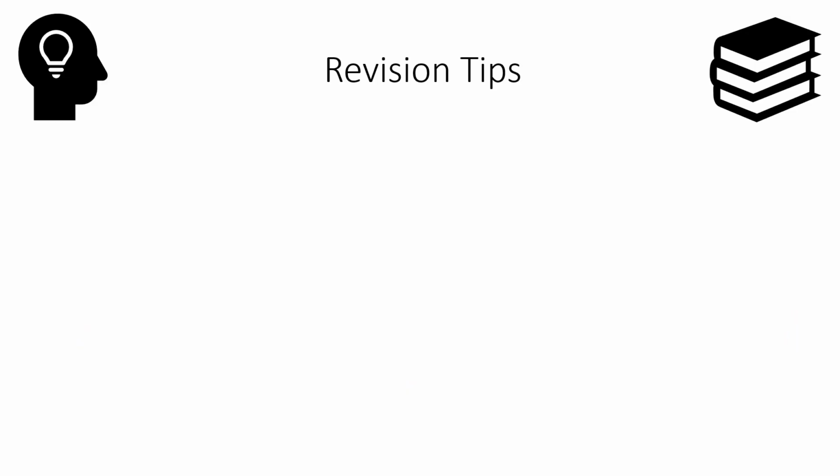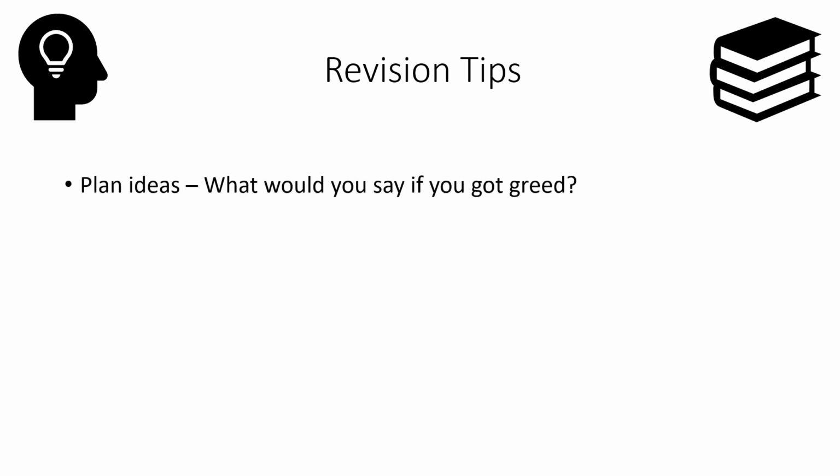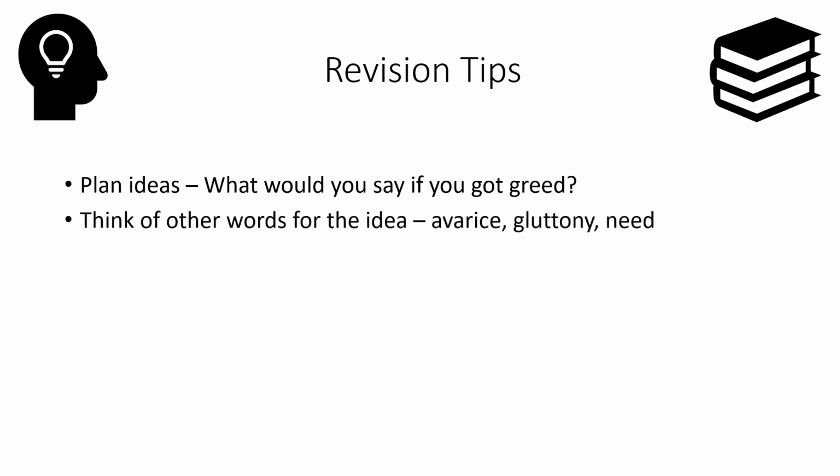So quickly, what can we do in terms of revision? So plan ideas. So what would you say if you got the theme greed? What ideas would you come up with? Think of what words you could use. So we can talk about greed, but we can talk about avarice. So we can talk about the greed for money, but also gluttony, the greed for food. So can we talk about that? Is there evidence of characters who've got the greed of food and not just money? Okay, I'm thinking of the portly gentleman and Fezziwig compared to Scrooge and Jacob Marley, who were very, very thin. And we can see that message that Dickens gives.